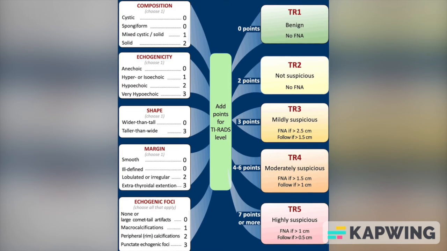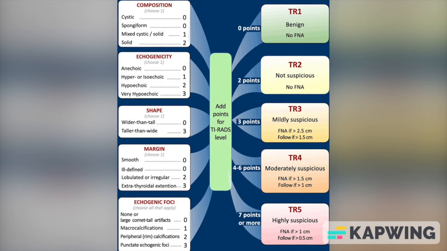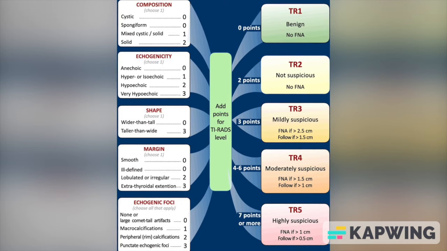Category number 2 is echogenicity. If it is anechoic, it's 0 points, hyper or isoechoic 1 point, hypoechoic 2 points, very hypoechoic 3 points. Category 3 is shape. If it is wider than tall, it is 0 points, taller than wide is 3 points. Category 4 is margin. Smooth 0, ill-defined 0, lobulated or irregular is 2 points, extrathyroidal extension is 3 points.